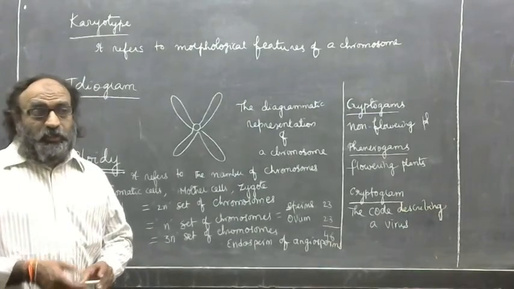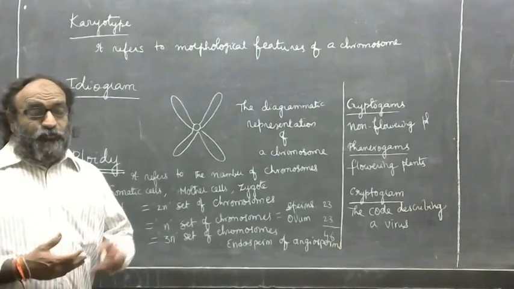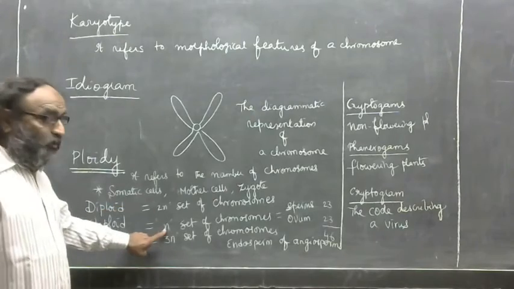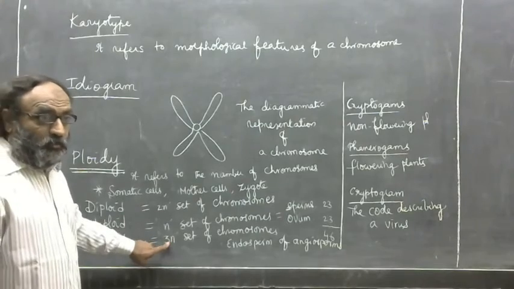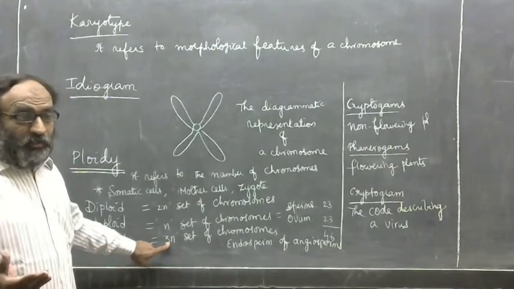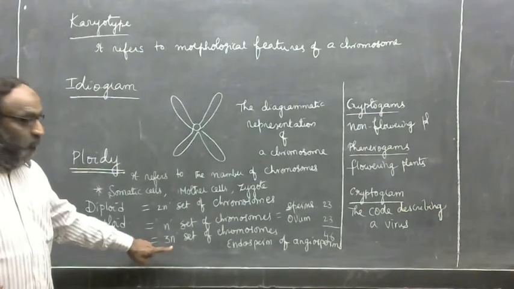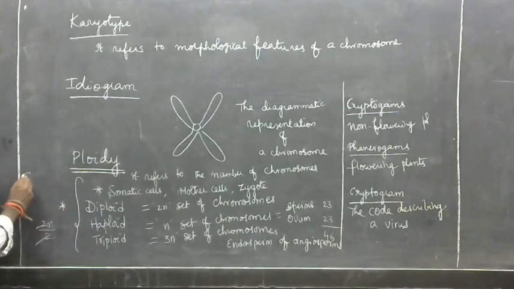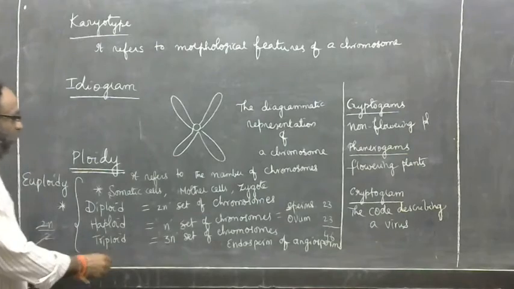Then based on the ploidy, we have to know what is aneuploidy. So far we have discussed what is euploidy. This is n condition, haploid, 2n condition, diploid, 3n condition, triploid, 4n condition, tetraploid, 5n condition, pentaploid. All these conditions refer to euploidy. Now we have to understand what is aneuploidy.